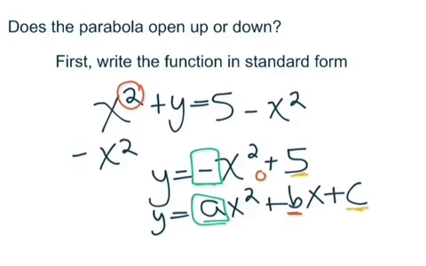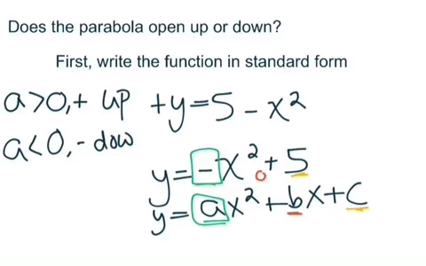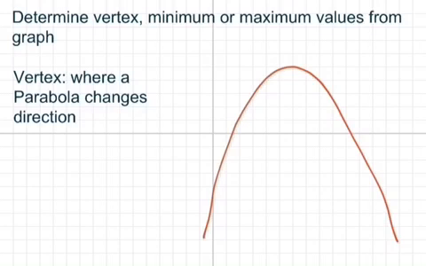Once I identify my a value, I look at if it is greater or less than 0. An a that is greater than 0, basically positive, is going to open upward. The parabola of that graph will open upward. If a is less than 0, or basically negative, the parabola is going to open downward. So for my graph here, y equals negative x squared plus 5, I'm going to have a parabola that opens down.